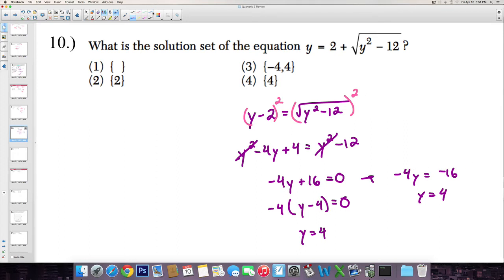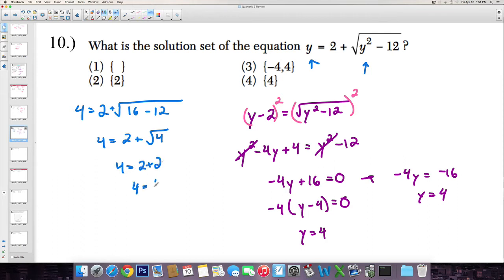We do want to make sure that we check. So if we just substitute 4 back into y, we get 4 equals 2 plus the square root of 4 squared, or 16, minus 12. So 4 equals 2 plus square root of 4. 4 equals 2 plus 2. And yep, that works out. So our final answer is just 4.